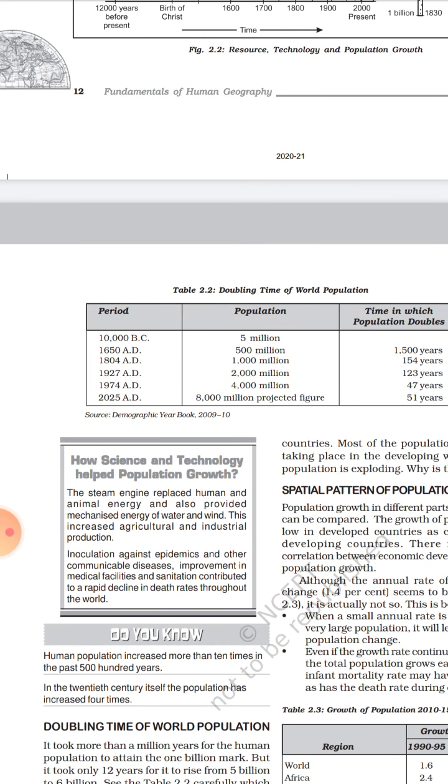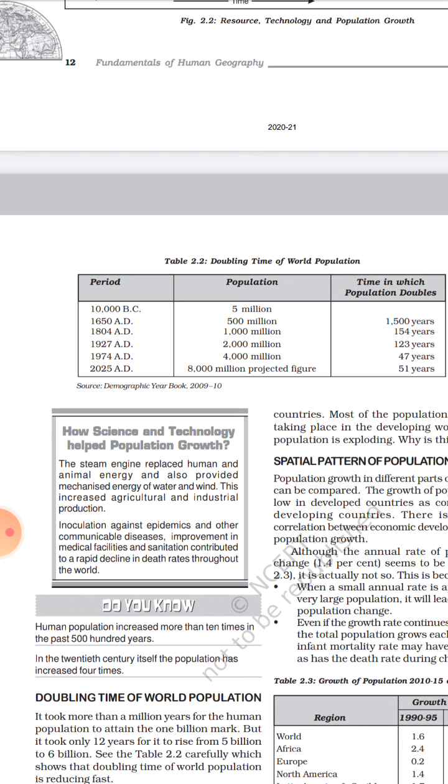And table 2.2 shows the doubling time of world population. In 10,000 BC, the population of the world was 5 million. By 1650 AD, the population was 500 million, that is half a billion. Then it took 154 years to double. The trend continues, with the doubling time decreasing in terms of years. From 1974 to 2025, it will take 51 years to double the population. By this table we can analyze how the population is doubling over a period of time.